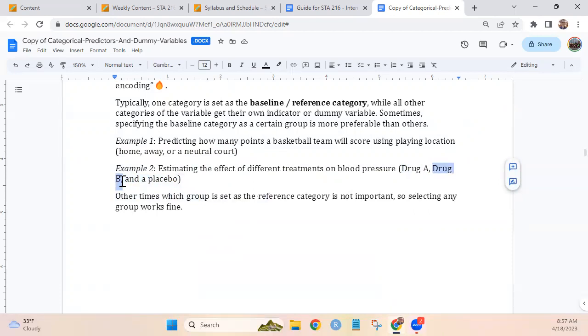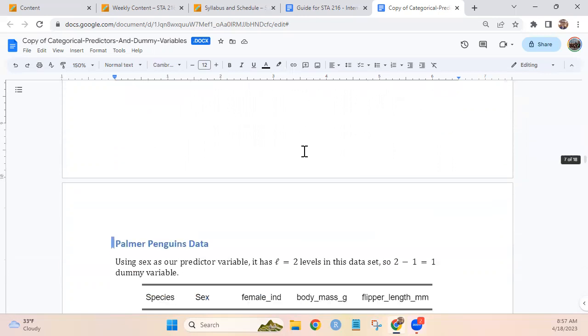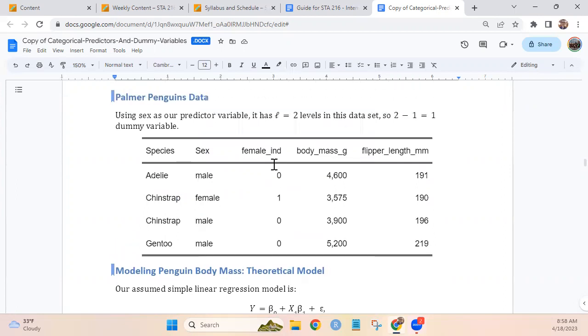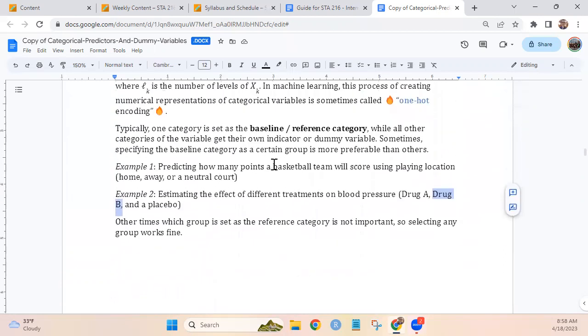So sometimes the reference group, which one you set as the baseline or reference category, is important. Other times it doesn't matter. Like in the previous example, you could have set the males or females as the reference group, and it really would be fine either way. Either way makes sense. But sometimes it makes more sense to do one group than another.